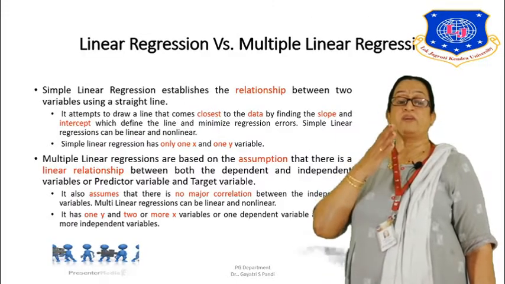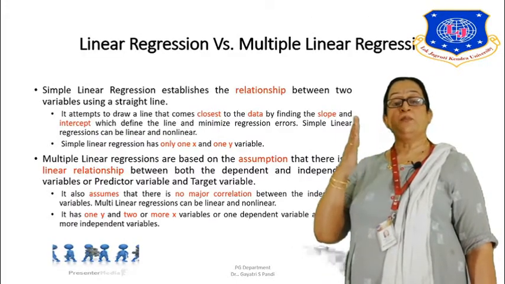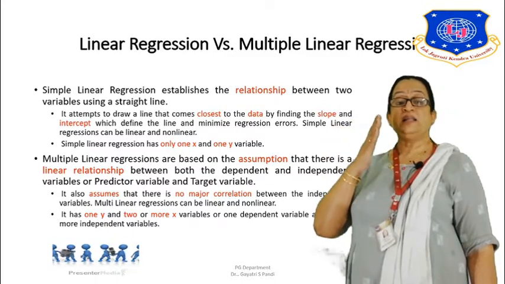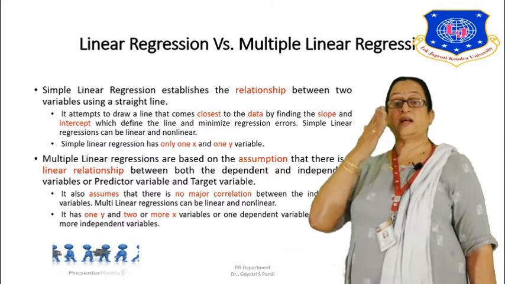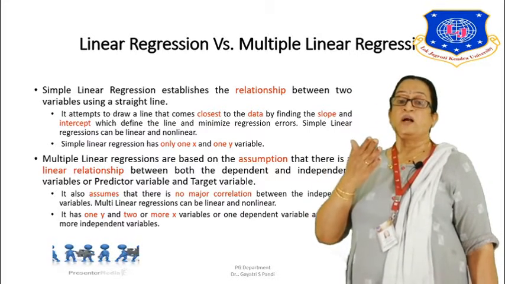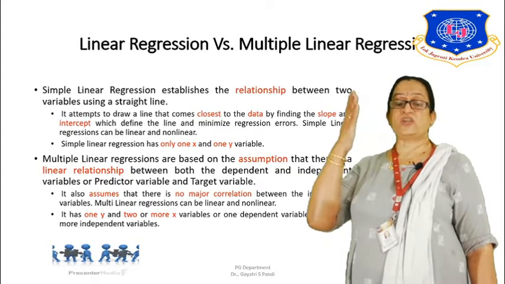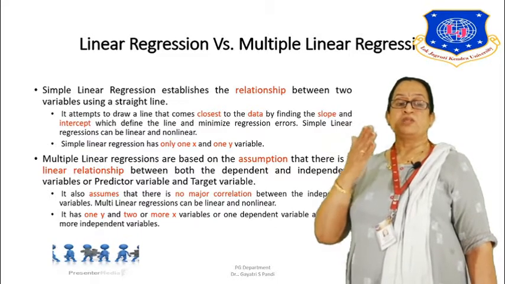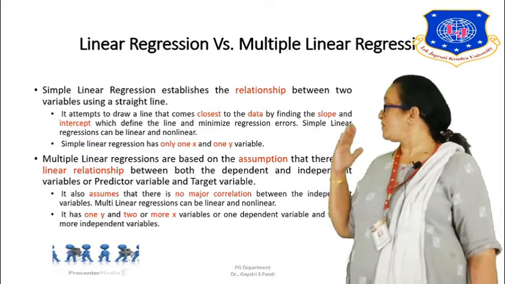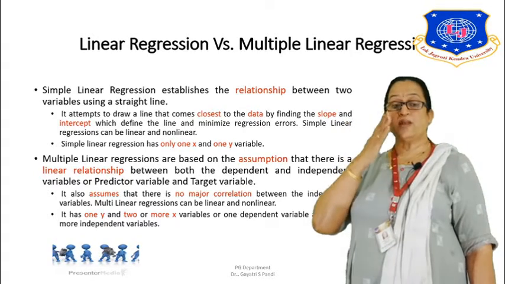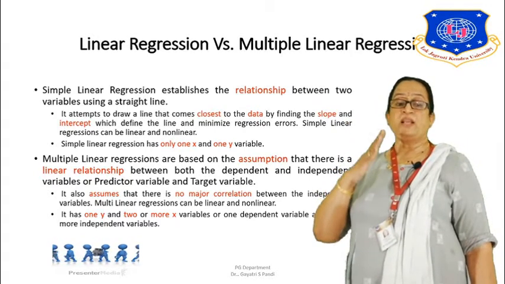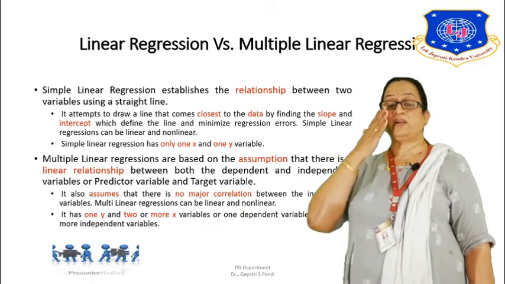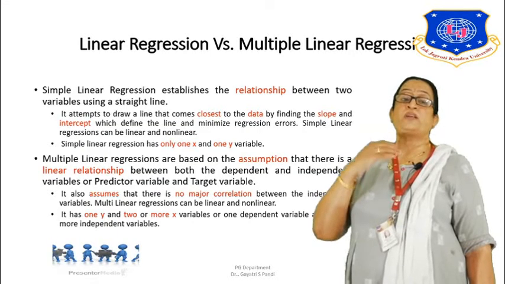Now let us see the difference between linear regression versus multiple linear regression. Simple linear regression basically establishes a linear relationship between two variables using a straight line, right? As we saw, it's very much a straight line which could be positive or negative. Normally it is seen as positive, right? So it attempts to draw a line that comes closest to the data points, by finding the slope and the intercept which define the line and try to minimize the regression errors. As I told you, the intention is to reduce the errors and predict more accurately, right?